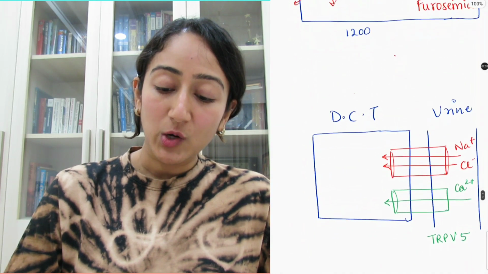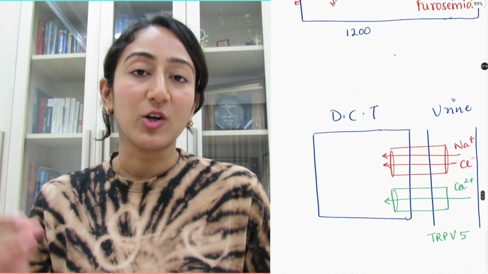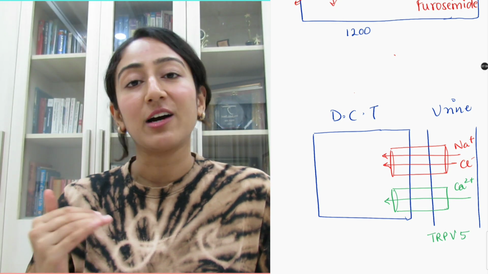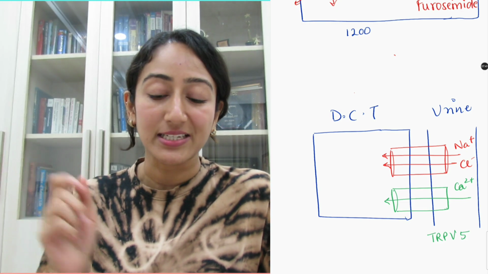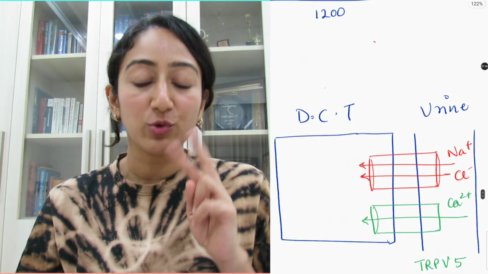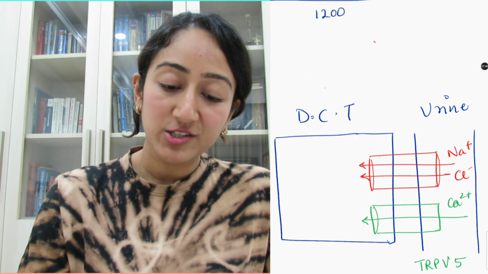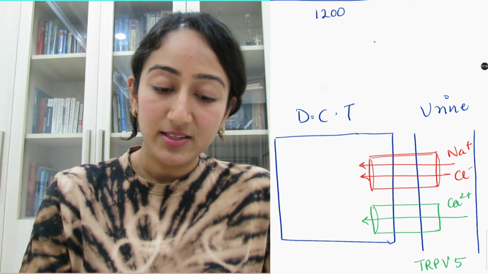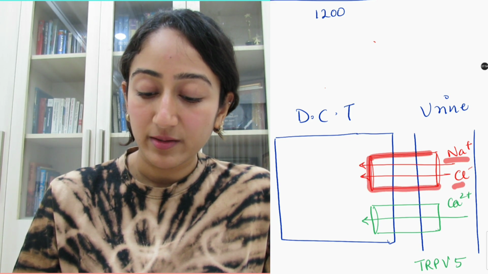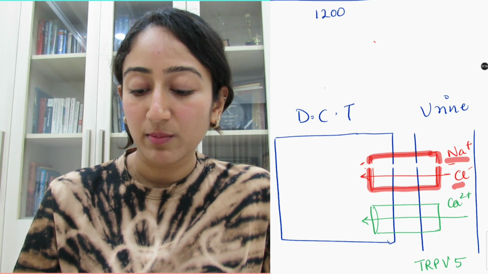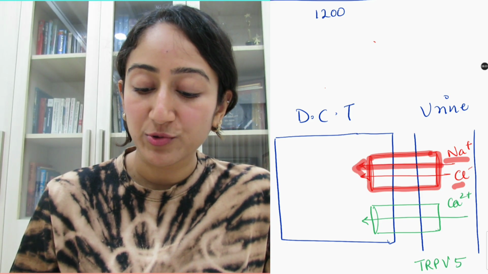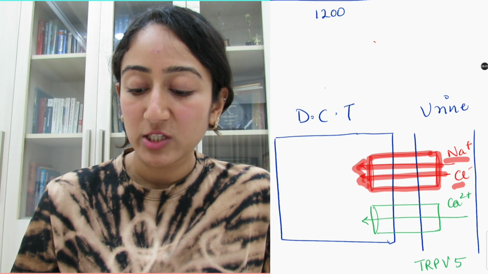Alright, now we move on to our distal convoluted tubule. You remember that curved part just after your ascending loop of Henle, we have the DCT. And what is the importance of DCT? I want you guys to remember two channels here. So the first channel is this. This is your sodium chloride channel. This channel is responsible for your reabsorption of sodium as well as chloride.